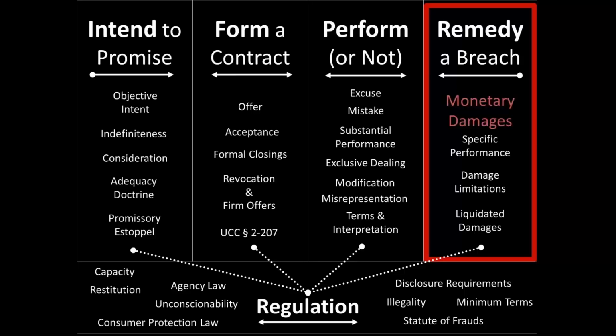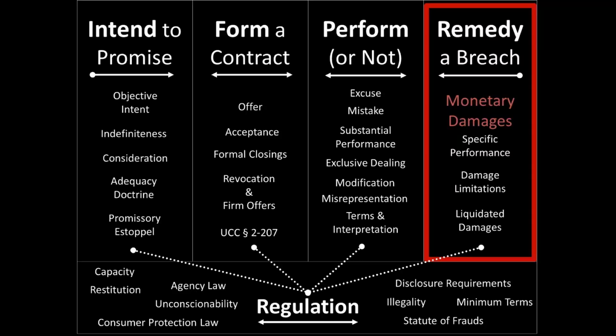Now we ask what happens when a promisor breaches her contractual obligations. What remedies are available for breach? In this screencast lecture, I'll introduce the basic categories of monetary damages. As you read, the ordinary remedy for a breach of contract is expectation damages.